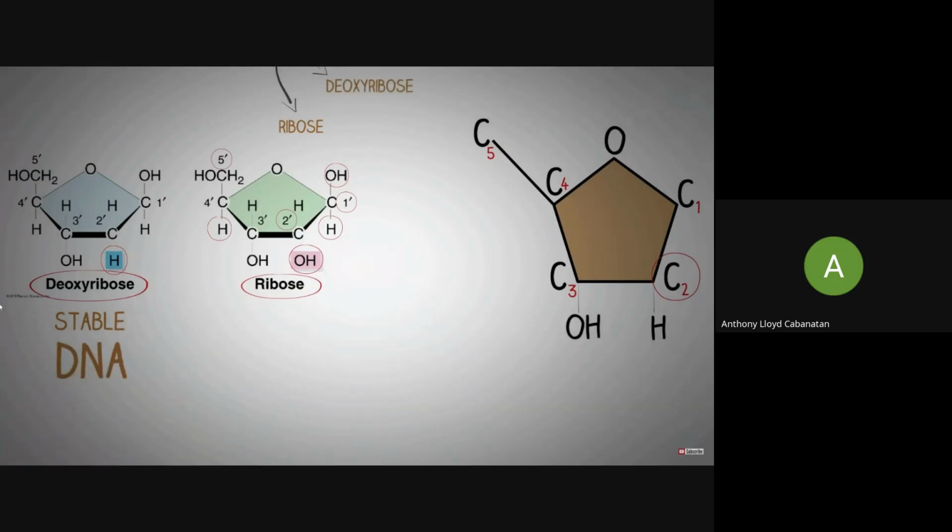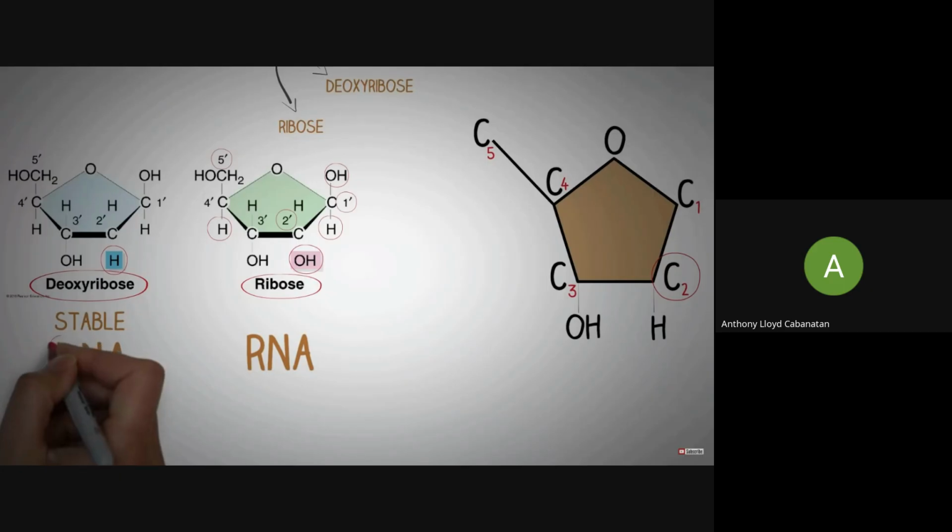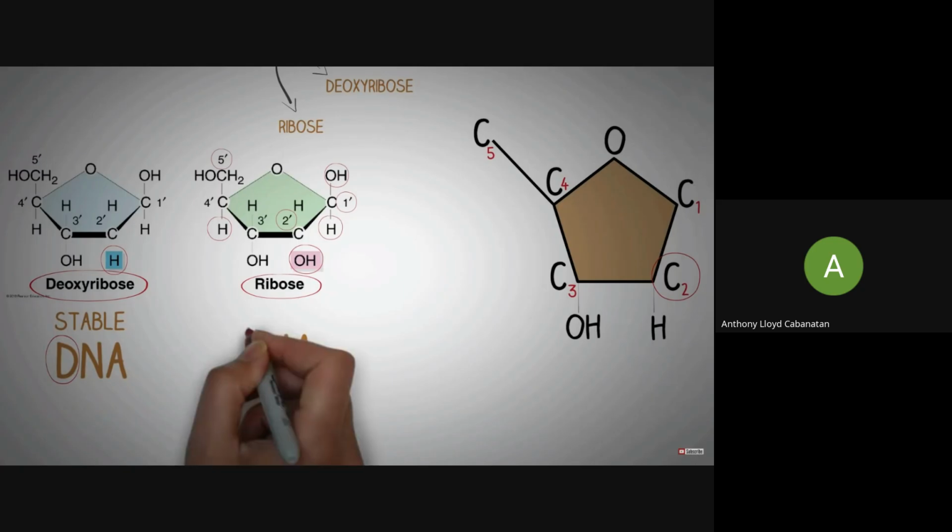Ribose is present in RNA. You can also remember this by the starting of the DNA, which starts with D, so the deoxyribose, and the RNA, which starts with R, so the sugar is the ribose.